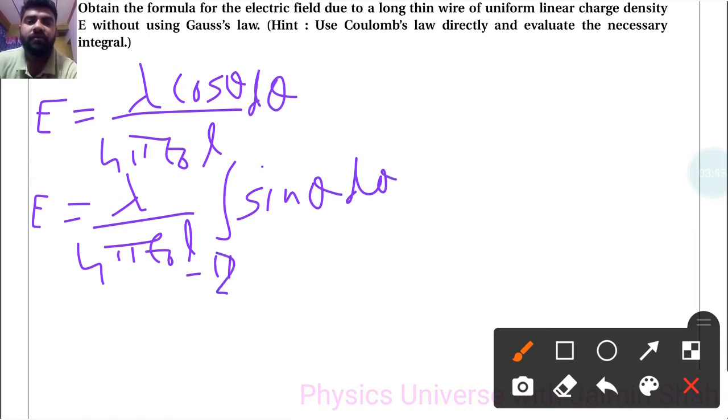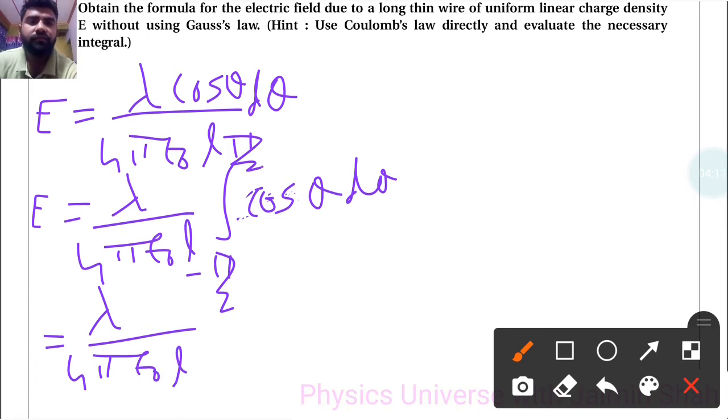Now this is from minus pi by 2 to pi by 2, because negative to positive. Sorry, here we have to write cos, actually it is cos theta. So if we write the integration, lambda upon 4 pi epsilon 0 into L, now the integration of cos is sin theta. Sin differentiation is cos theta, cos differentiation is minus sin theta, but cos integration is plus sin theta. So sin theta from minus pi by 2 to pi by 2.